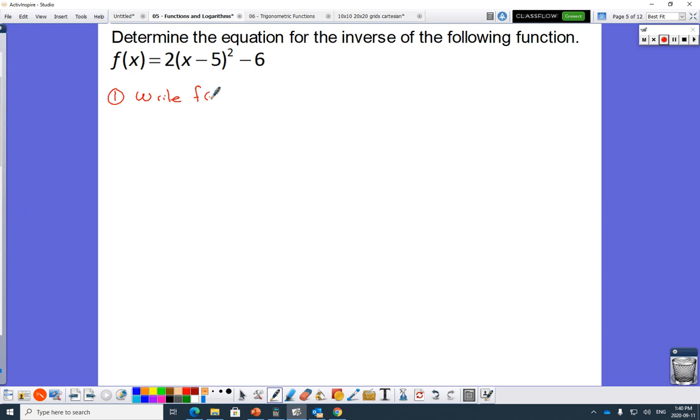Step 1, write f at x as y. There's almost no reason to actually do that. The only reason to do that is so that the algebra looks a little more familiar. This is an algebraic move that really doesn't do anything except make your algebra a little easier. Step 2, exchange x and y. This is where you really do the inverse. Make the outputs the inputs and the inputs the outputs.